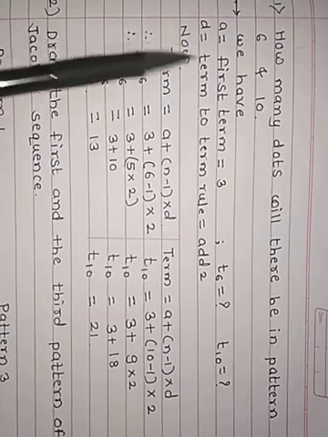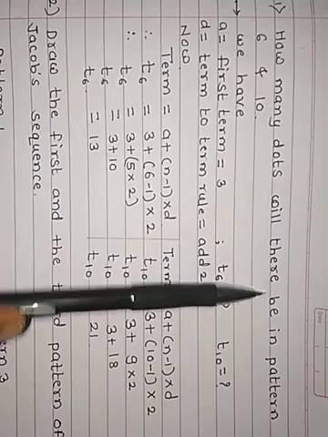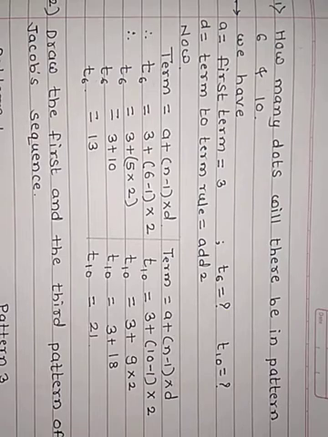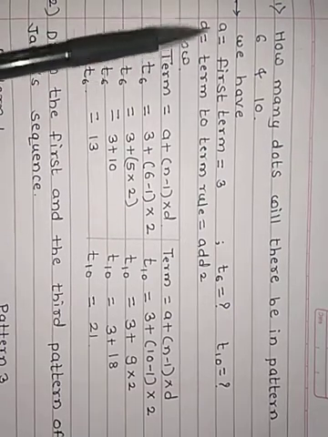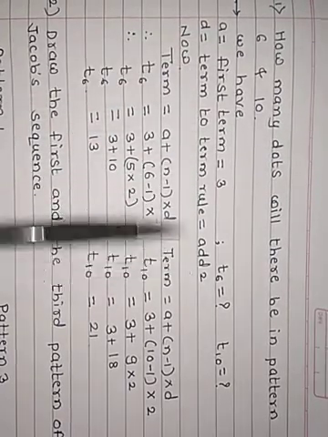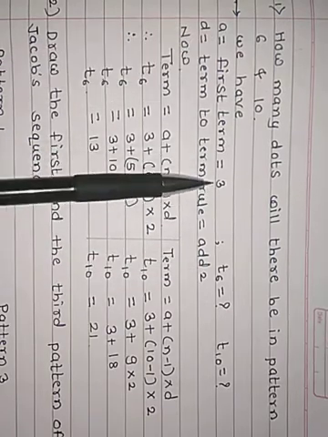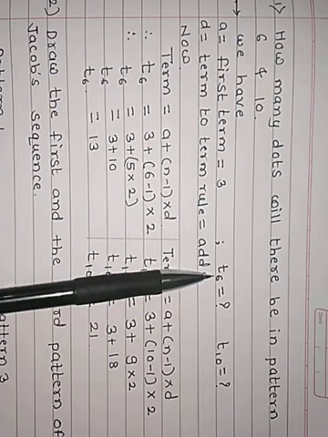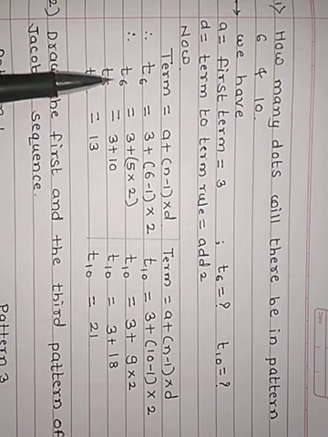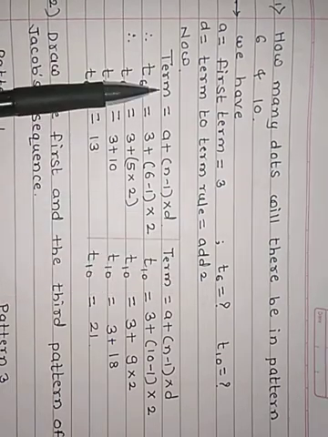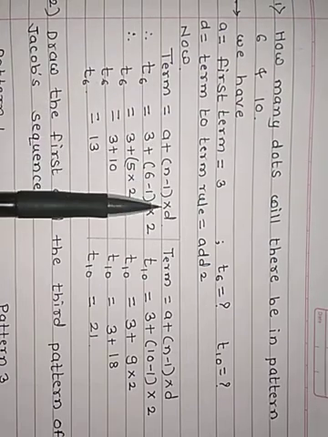Now see here, first question: how many dots will there be in pattern 6 and pattern 10? So we have just found the value of A and the value of D, that is the first term and the term to term rule. See here, what is the value of A? It is 3, and the term to term rule is how much? 2. And we have to find the 6th term and the 10th term. So we will use the same formula to find the number of dots in pattern 6. Term equals A plus (N minus 1) into D.